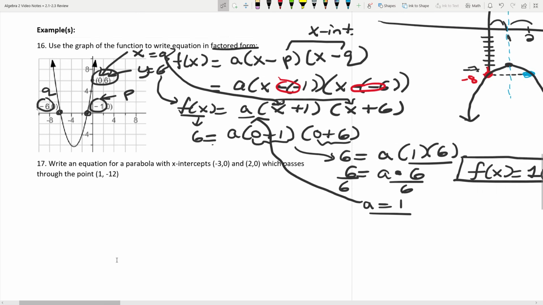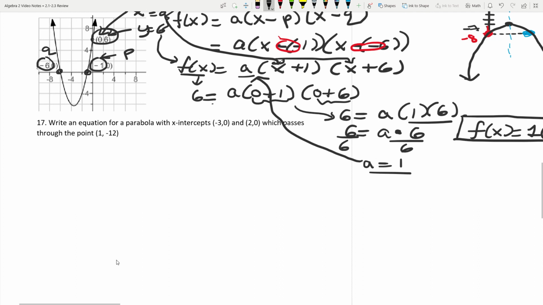All right, number 17. So final problem. Write an equation for a parabola with x-intercepts of (-3, 0) and (2, 0), which passes through the point (1, -12). This problem is kind of like number 16, except you don't have a graph. You're just given the numbers directly. So we know p is -3. And we know q is equal to 2. Now this we're going to use later, right?